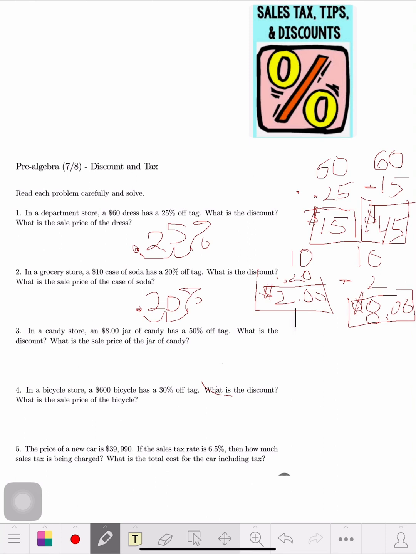Okay, so we get the 50%. Convert it to a decimal, move 2 places to the left. It's 0.50. So let's see, we have $8 times 0.50, which comes down to $4.